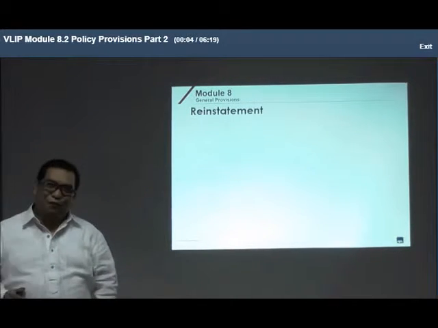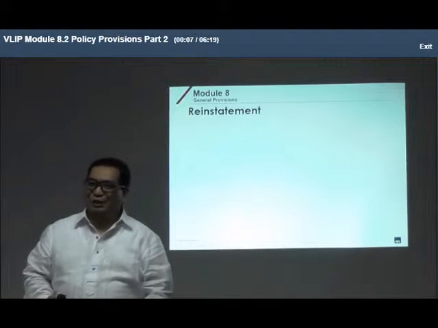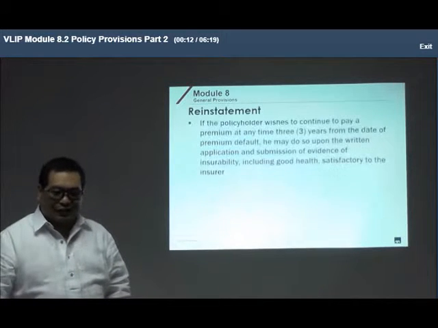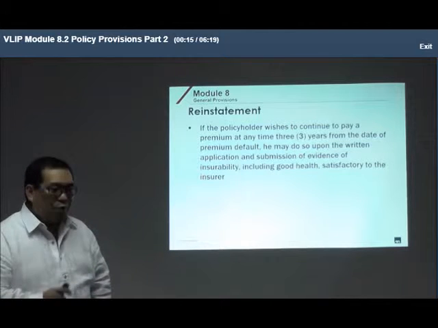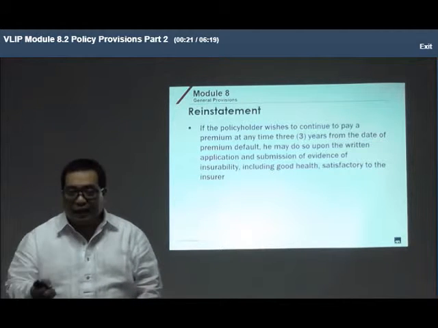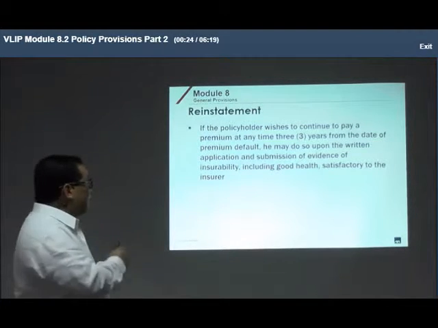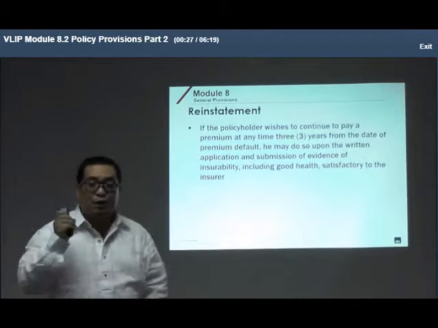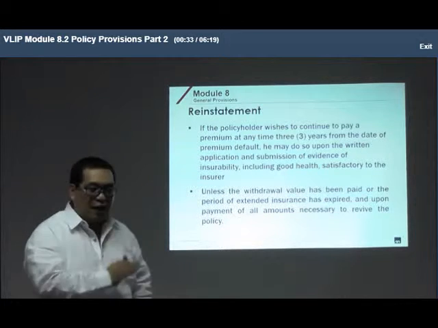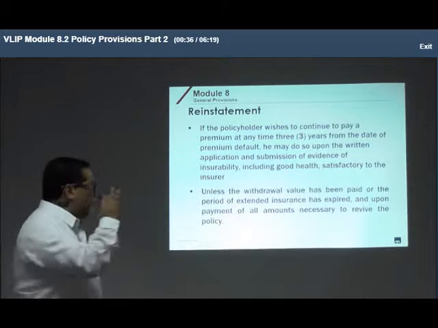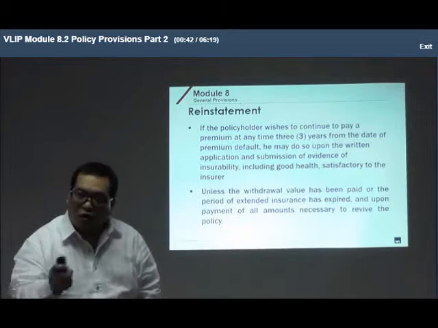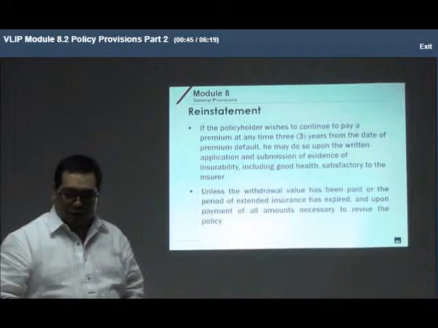Talk about lapsation, of course, it is also very important that we talk about reinstatement. Can we reinstate a lapsed variable life insurance policy? The answer is, of course, yes. But we can only do so within 3 years from the date of premium default. And the client who wants to reinstate the policy must submit a written application and must show proof of insurability. However, if the withdrawal value has been exhausted or it's converted into extended term insurance and it has expired, the client can no longer reinstate the variable life insurance policy.